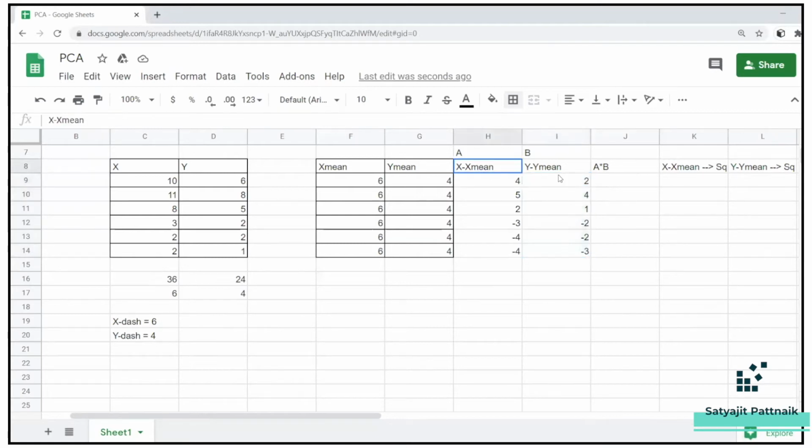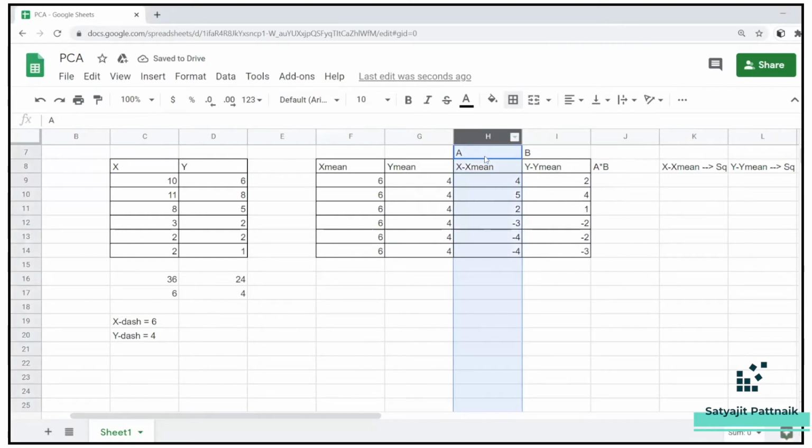Now if you look at these particular values, x minus x mean and y minus y mean, if you find the mean of this particular column, the mean will be 0, right? 4 plus 5, 9, 9 plus 2, 11, minus 11, 0. For y, 2 plus 4, 6, 6 plus 1, 7, 7 minus 7, 0, right? So this mean will be 0. So x minus x mean into y minus y mean, let's try to calculate this. AB equals this multiplied by this.